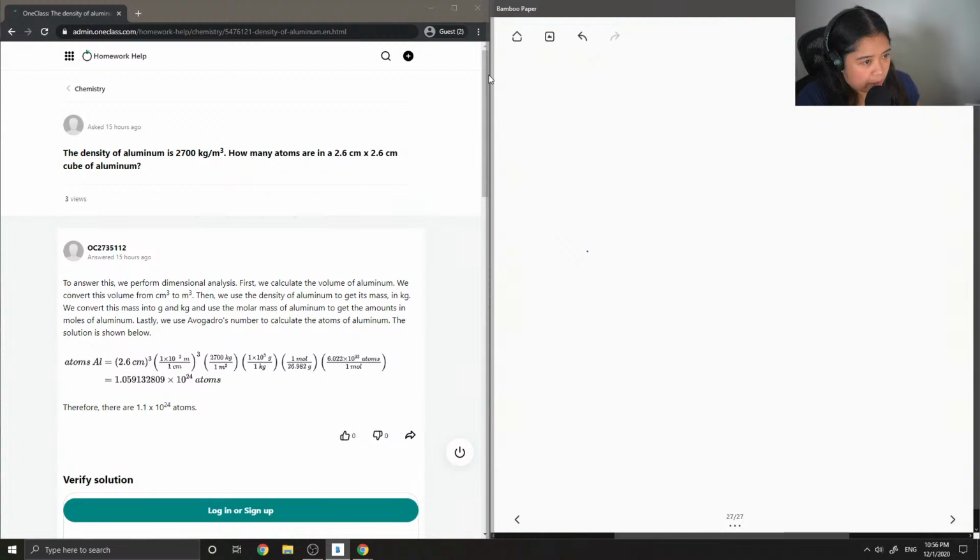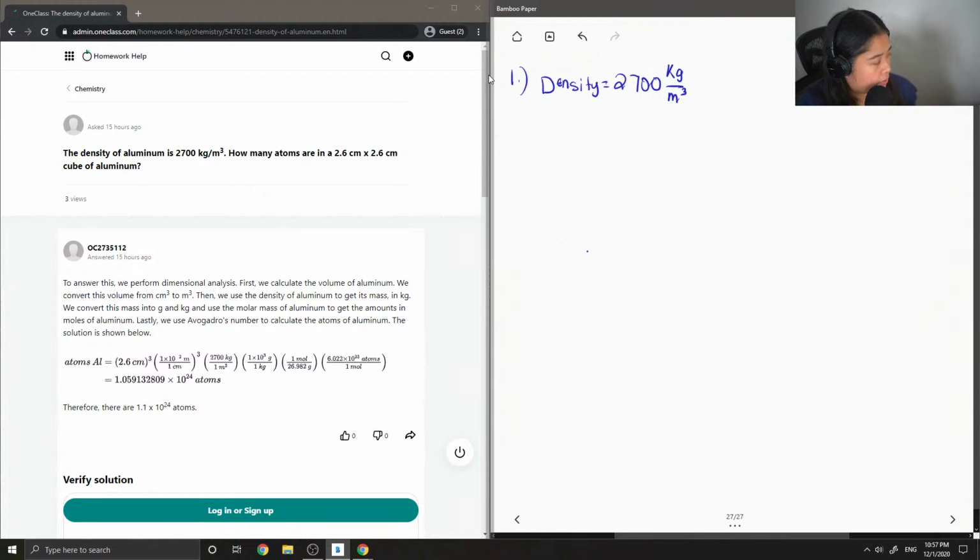Okay, so question 1 states that the density of aluminum is 2,700 kilograms per meter cubed. How many atoms are in a 2.6 centimeter by 2.6 centimeter cube of aluminum? So this is a multi-step question. You'll notice that the first thing they give us is the density, which is equal to 2,700 kilograms per meter cubed.